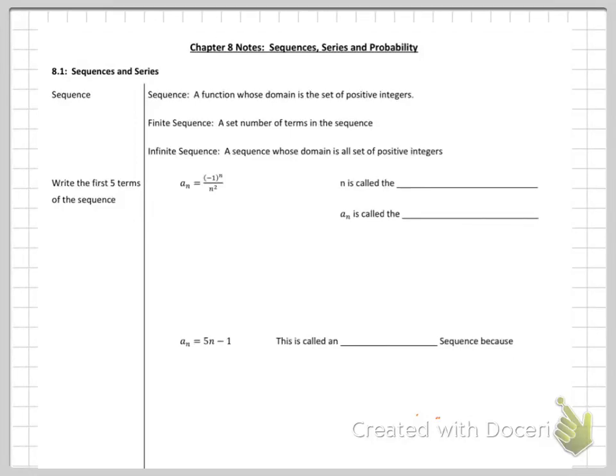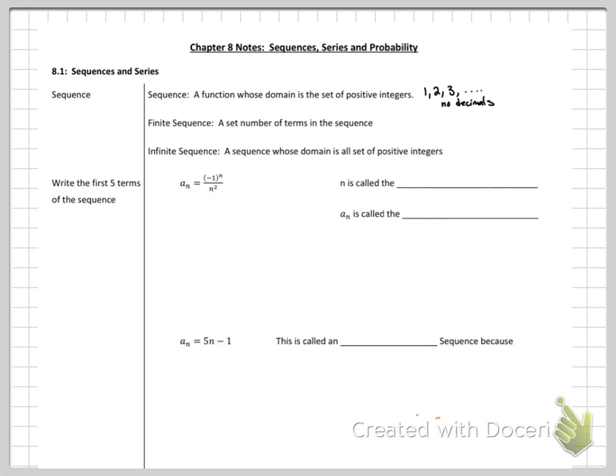Okay, chapter 8 is on sequences and series and probability. 8.1 is sequences and series. A sequence is a function whose domain is a set of positive integers. What that means is that we're going to count the terms as the first term, the second term, the third term, and so on. So positive whole numbers, no decimals, right? It's the fourth term, it's not the 3.5th term.